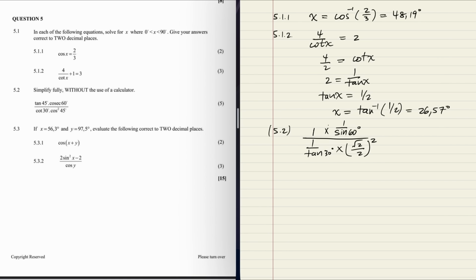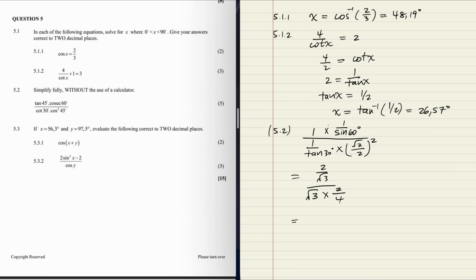Now it's just a matter of simplifying. So you have 1 multiplied by 1 over sine of 60. Sine of 60 is square root 3 over 2. So 1 over square root 3 over 2 is going to be 2 over square root 3. And then that's divided by 1 over tan 30. Tan of 30 is 1 over square root 3, so 1 over tan 30 is simply going to be square root 3. And then that's multiplied by square root 2 all squared, which is simply 2 over 4.